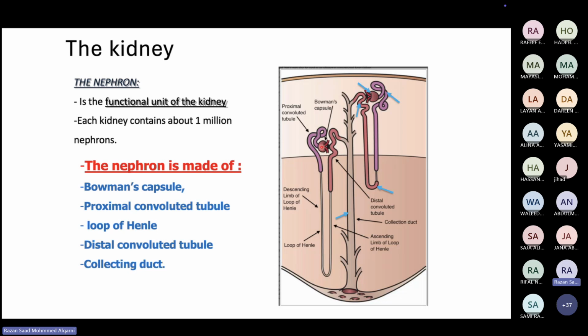Then from the Bowman capsule, where the filtration of the blood starts, it goes to the proximal convoluted tubules, then to the loop of Henle, and finally the distal convoluted tubules. All of them connect together into what? Into the collecting duct. Of course, each part of the nephron, from the Bowman capsule to the collecting duct, has a different specific physiological function. I will leave that for the physiology; it's not my part. For me, the most important thing is to know the names of the parts of the nephron, and the function we will leave for the physiology.